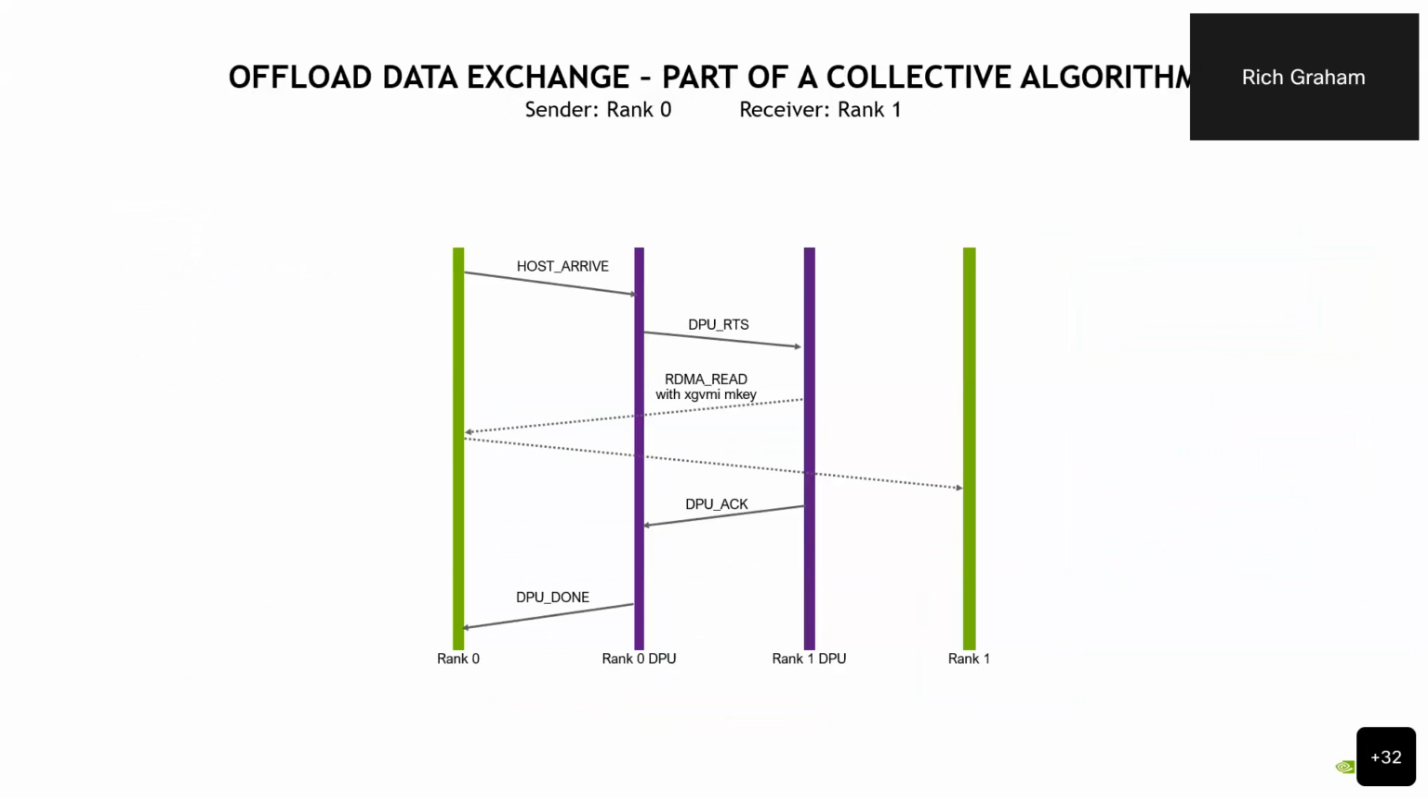This corresponds to one step, for example, in a data exchange in a collective operation. So if, for example, there's a collective operation happening between rank 0 and rank 1, in green I've marked what happens on the host side, the rank side, in this case the MPI context.